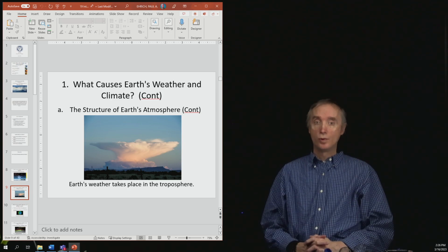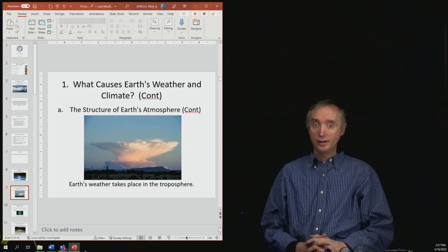All of Earth's weather takes place in the troposphere. So if it's raining, or when we talk about surface winds on the Earth, that is in the troposphere.